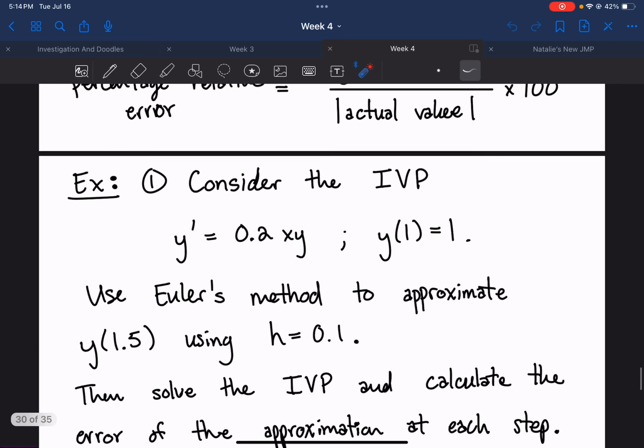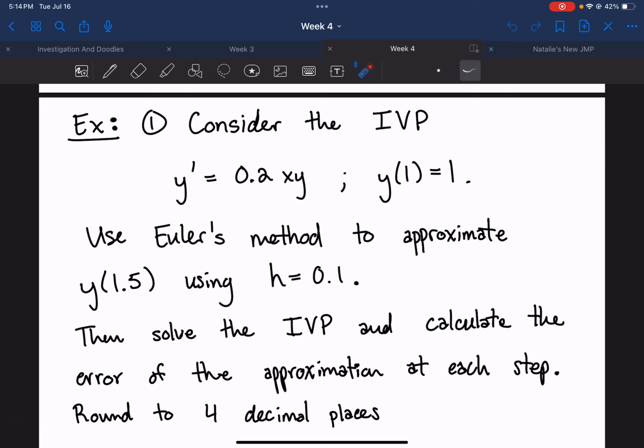How about an example? This is going to be the only example we do because it's very tedious to do these out, but I think your homework makes it easier on you. So consider this initial value problem: y prime equals 0.2xy, y of 1 equals 1. So this is my x naught, and this is my y naught. And I want to approximate y at x final of 1.5 using h equals 0.1. So I'm going to start at 1, and I'm going to take steps of size 0.1 until I get to 1.5.